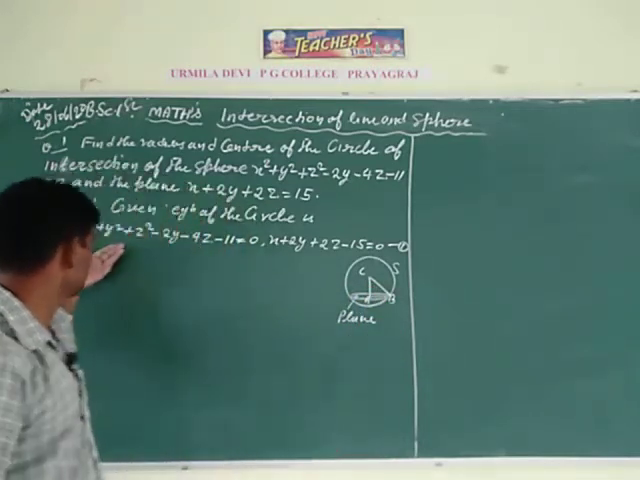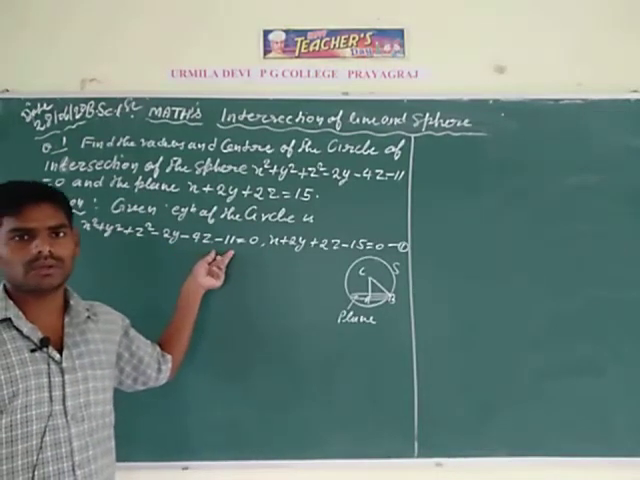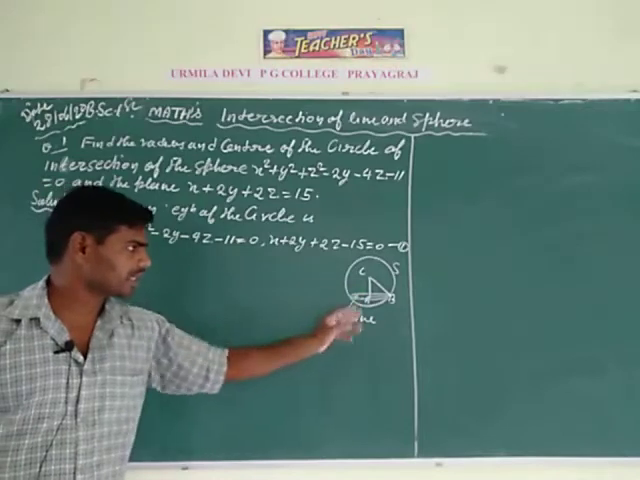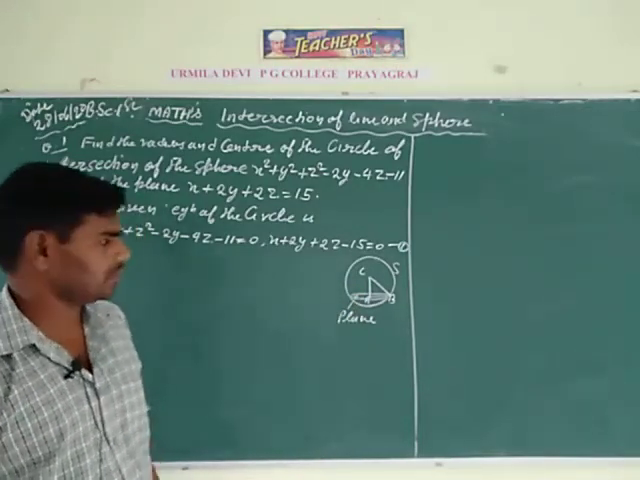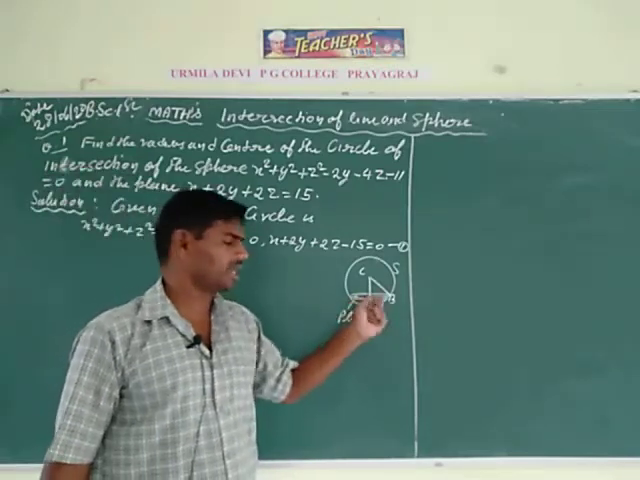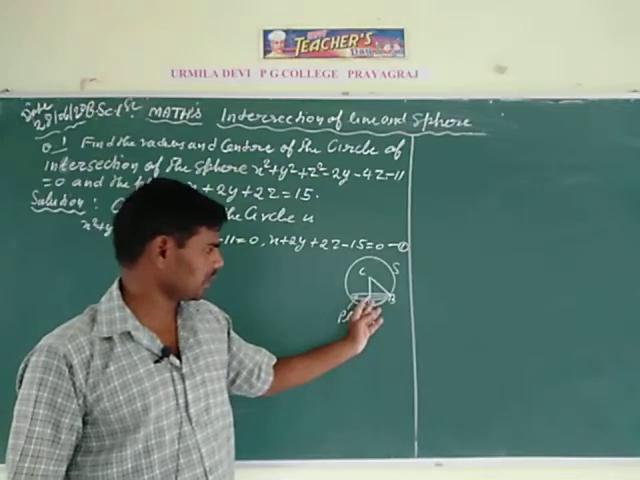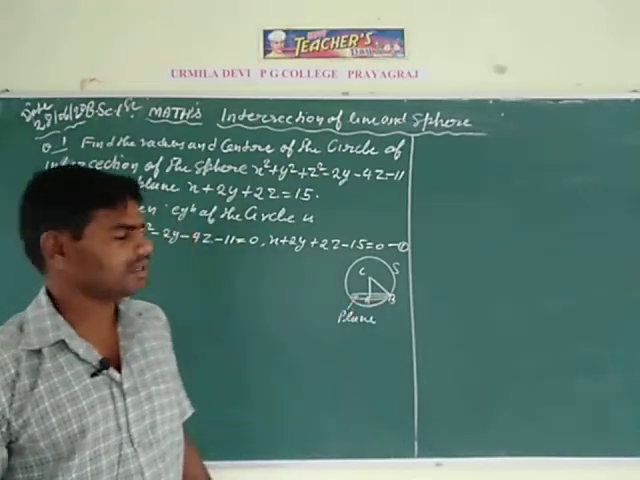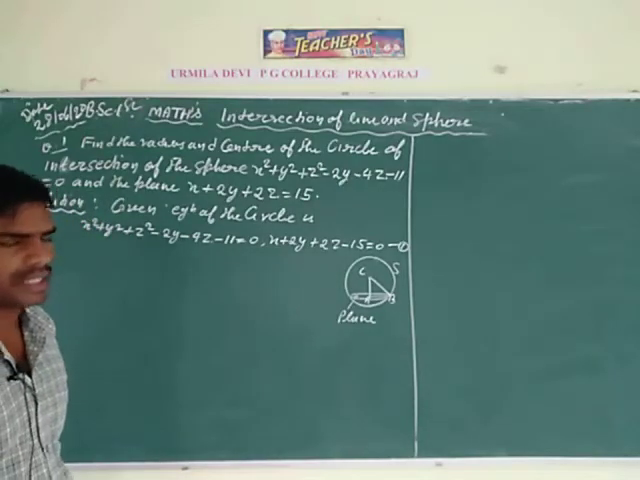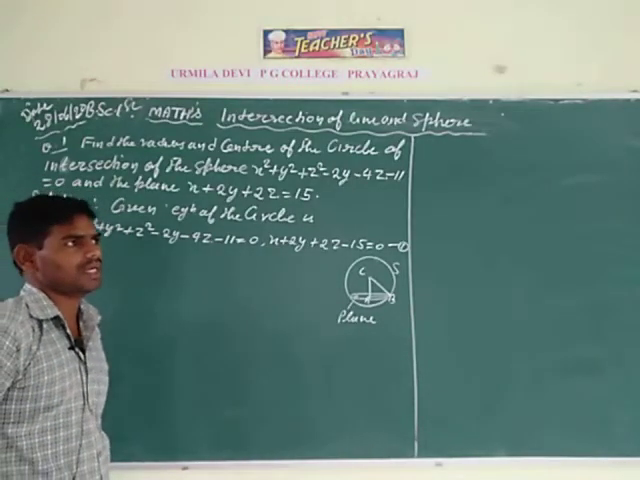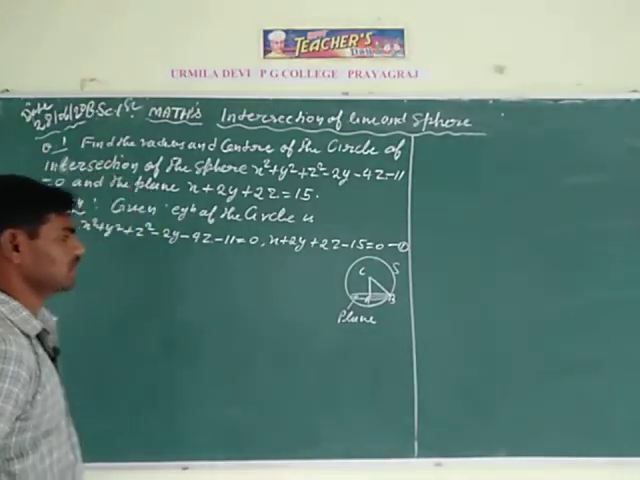Here the sphere is x square plus y square plus z square minus 2y minus 4z minus 11 equal to 0, and CA is the perpendicular line, and capital A is the center of the circle. Then the distance AB is the radius of the circle. So in this question, find the coordinates of A and the distance AB, meaning the center of the circle and the radius of the circle.